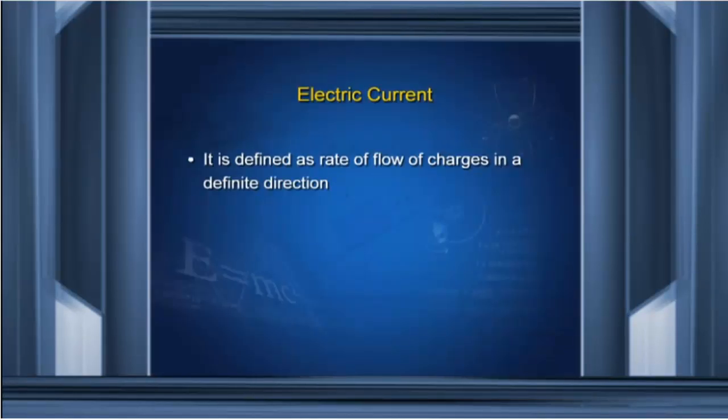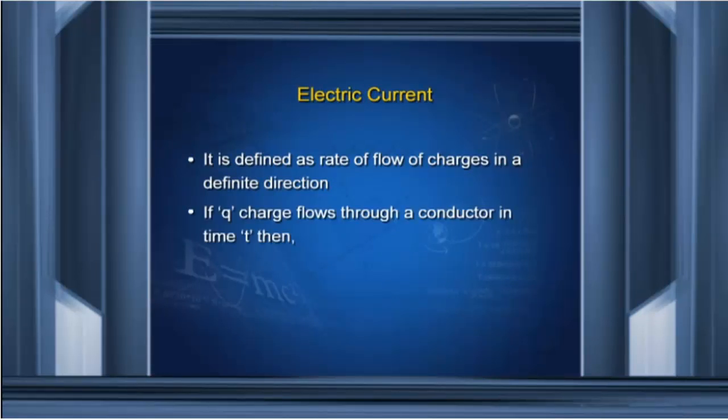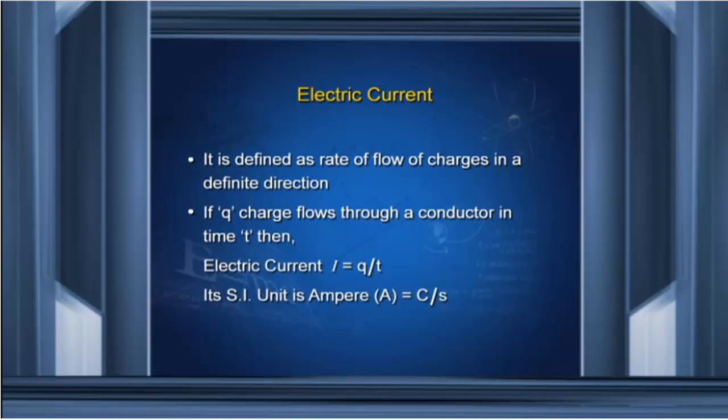Electric current. It is defined as the rate of flow of charges in a definite direction. If Q charges flow through a conductor in time t, then electric current I equals Q upon t. Its SI unit is ampere, which is coulomb per second.